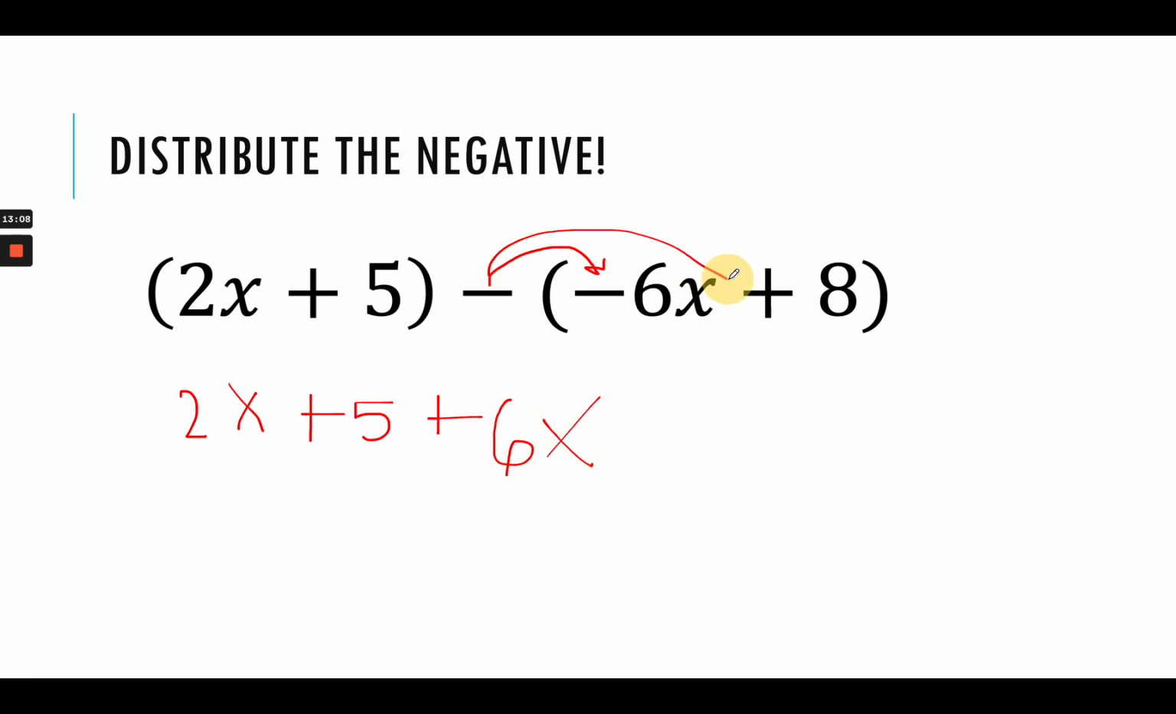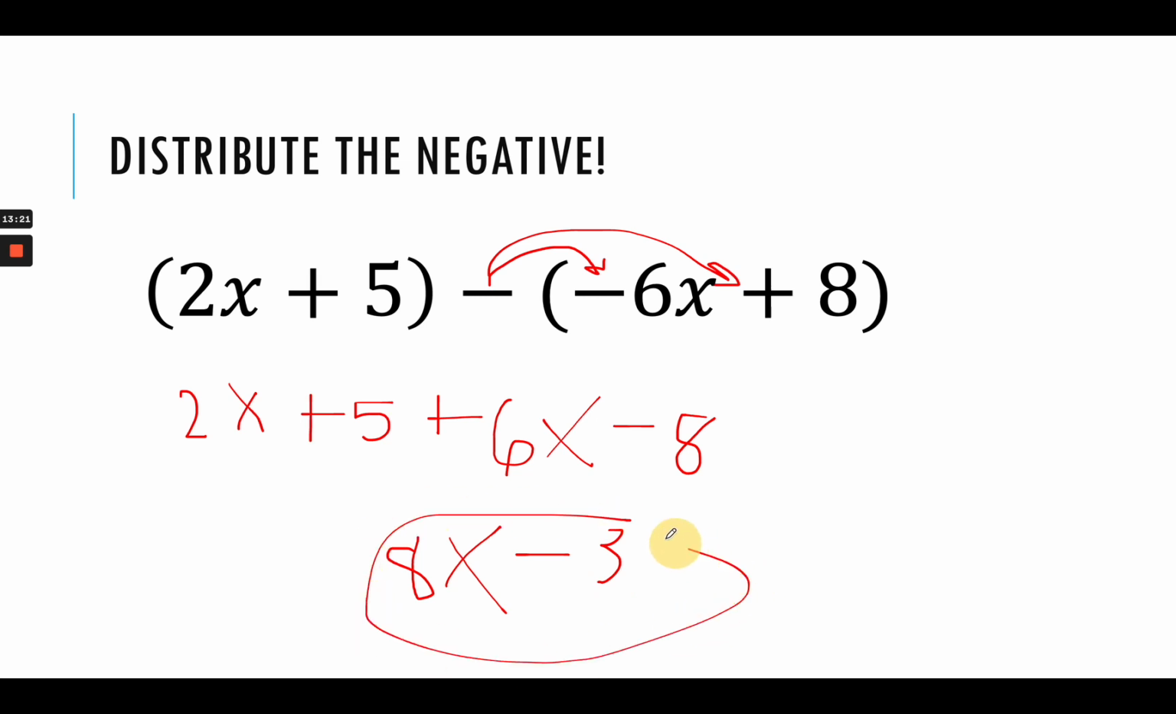A negative times a positive is a negative. So we're going to have minus 8. And then you can simplify. So you'd get 8x minus 3. Okay? And that would be in simplified form. But you need to remember this idea of distributing the negative, or you can think of it like changing the sign of everything in the parentheses. Okay? Because we have to do that when we subtract rationals.